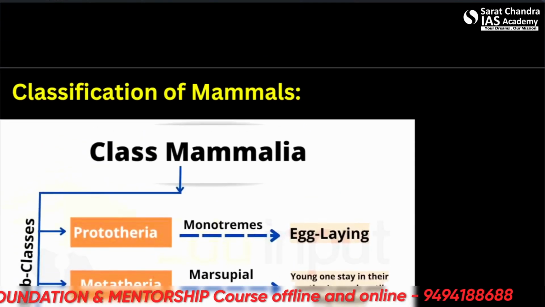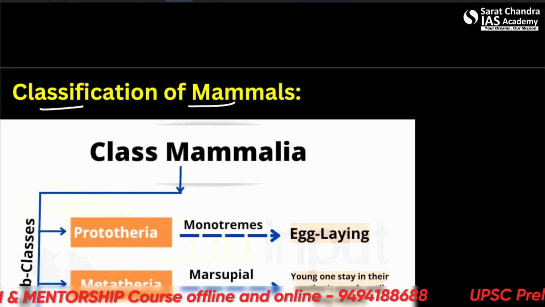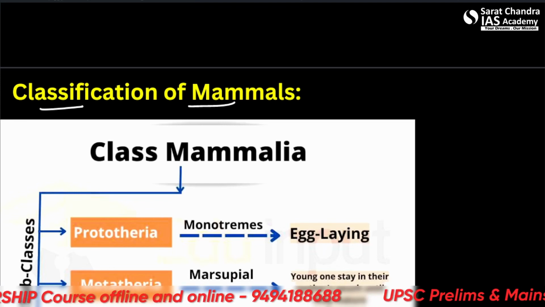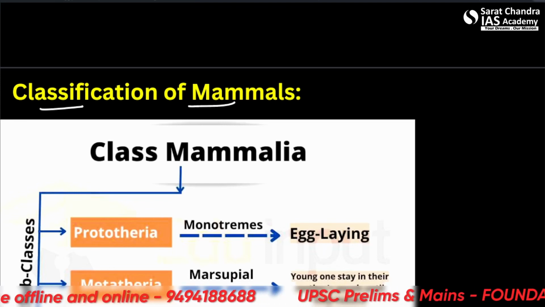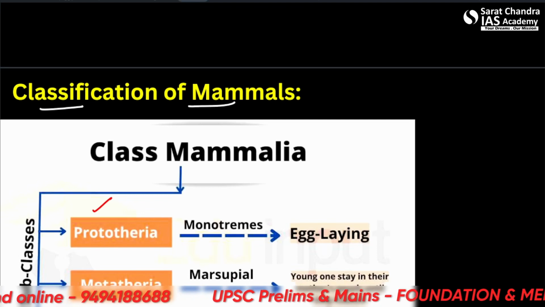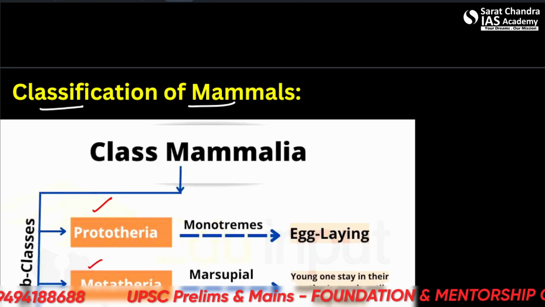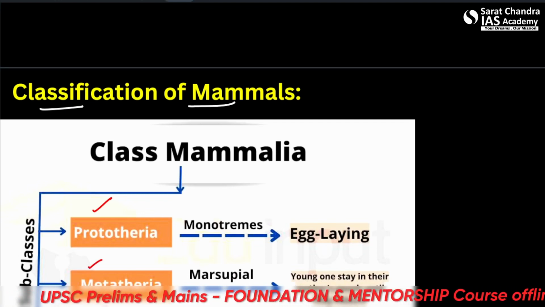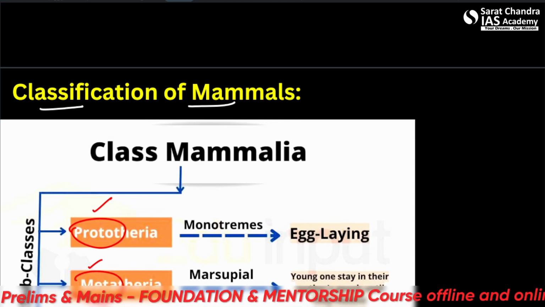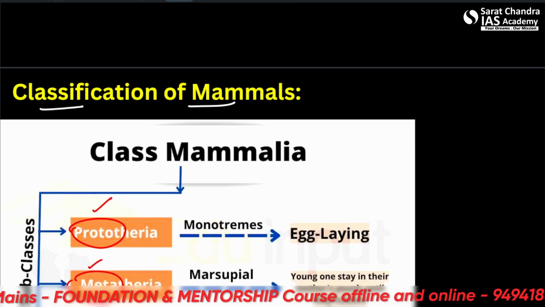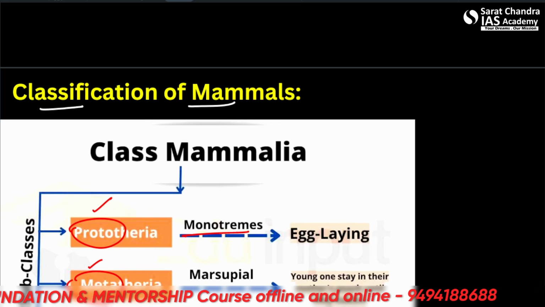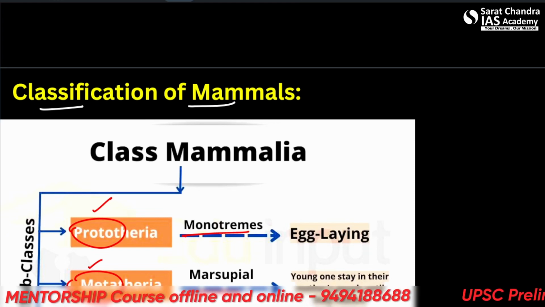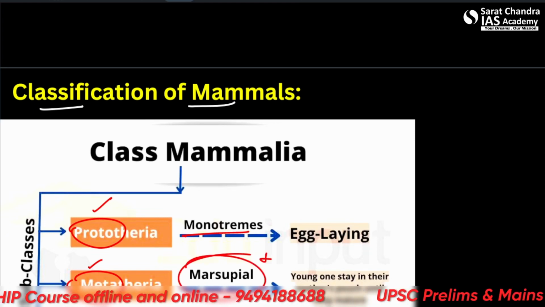Let us now go to the classification of mammals. How are mammals classified further? On the basis of the development of the uterus or of their child, they are classified into 3 types. Prototheria, proto meaning the earlier ones, metatheria, meta meaning the middle ones, and eutheria, meaning the newer ones. They are monotremes, marsupials, and placental mammals. The question has asked us about the marsupials.